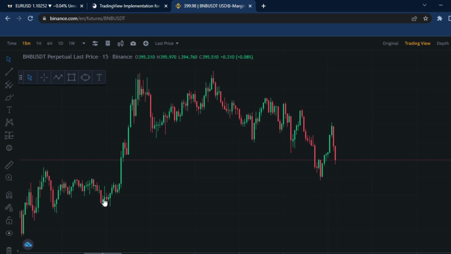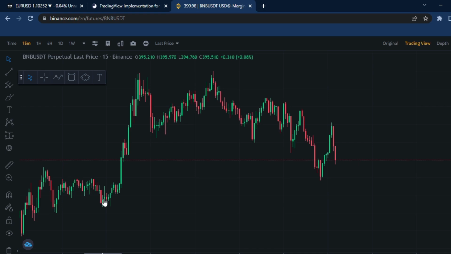So I highlight this region. That's where I've started. Then I can see that given that there was a break of structure here, and even previously there was this kind of high here that was broken. So I can say that this is really significant on the 15 minutes time frame.